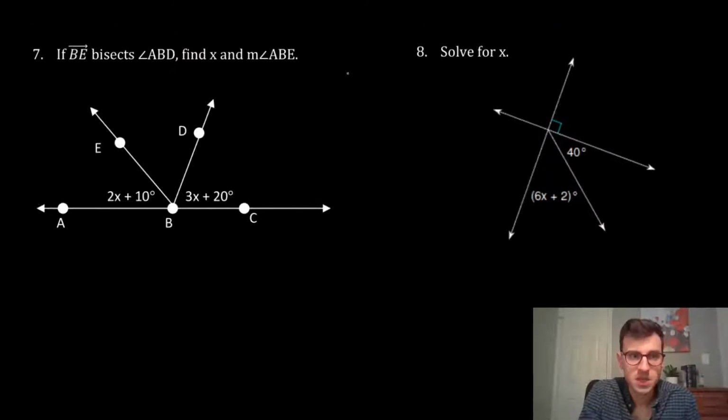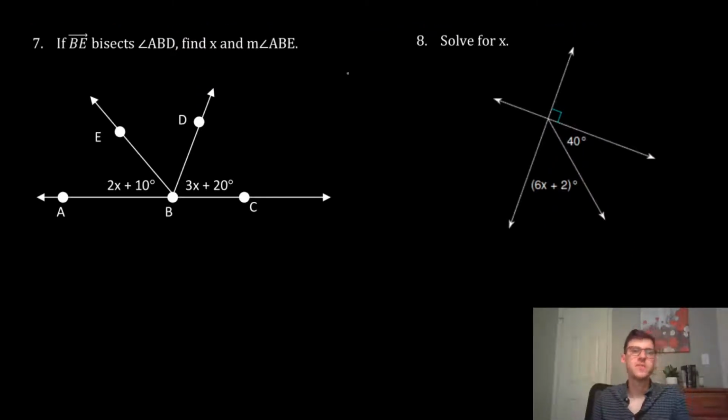If BE bisects ABD, find x and AB. Okay, BE bisects ABD. That means that this angle and this angle are congruent. So since they're congruent, that means they have the same measure. I'm going to go ahead and write it in. I know that this is equal to 2x plus 10. Since BE bisects that angle, we know they're congruent, which means they equal each other. So that is 2x plus 10.